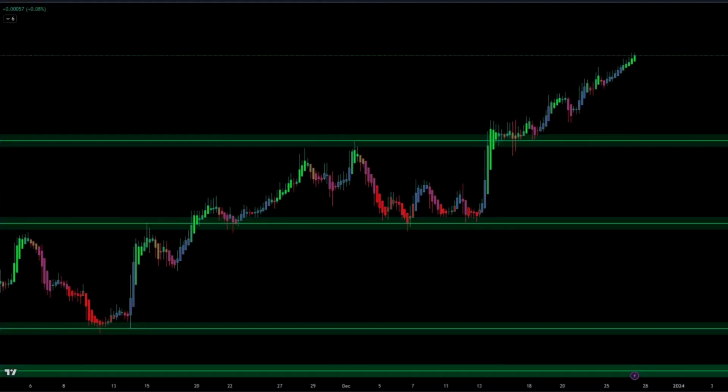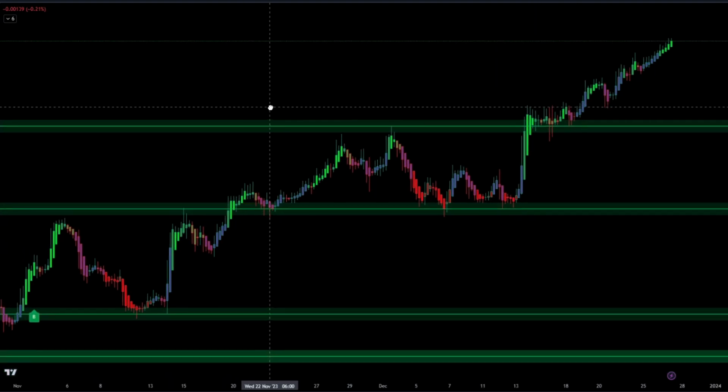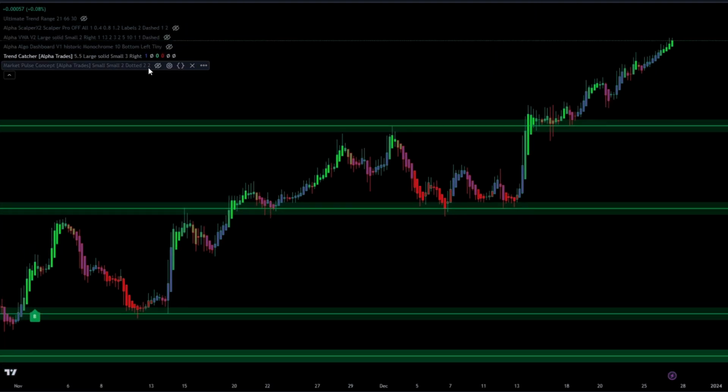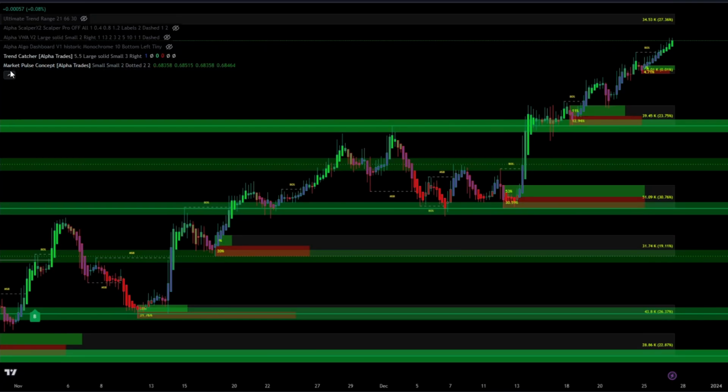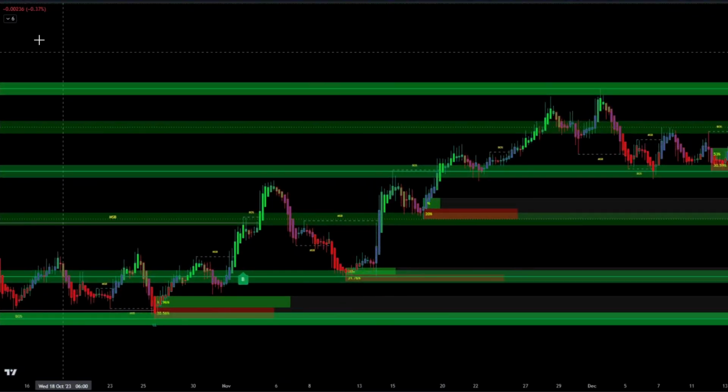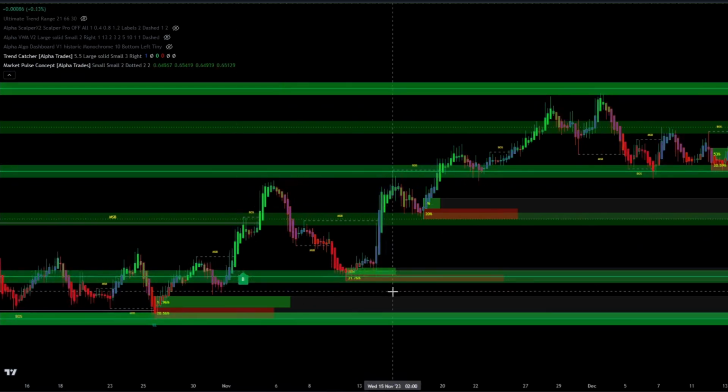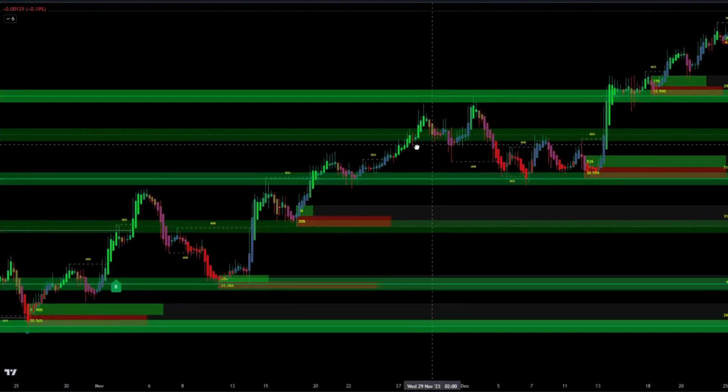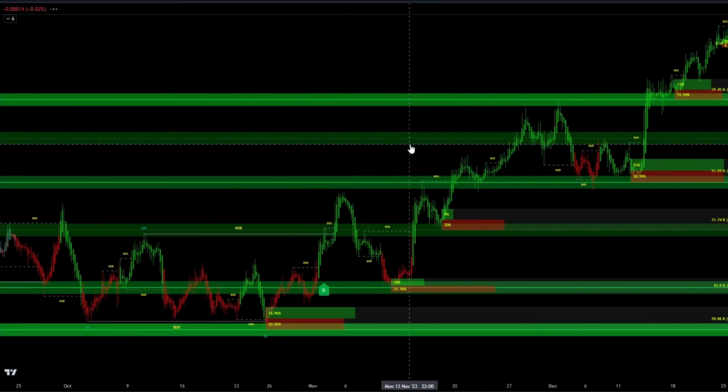It's really the support and resistance level that's going to create the zone for you, right? That zone I'm talking about is going to combine with the market pulse concept. I'm talking about the market pulse concept in terms of support and resistance, because the market pulse concept comes with its own support and resistance. When you combine them together, right?